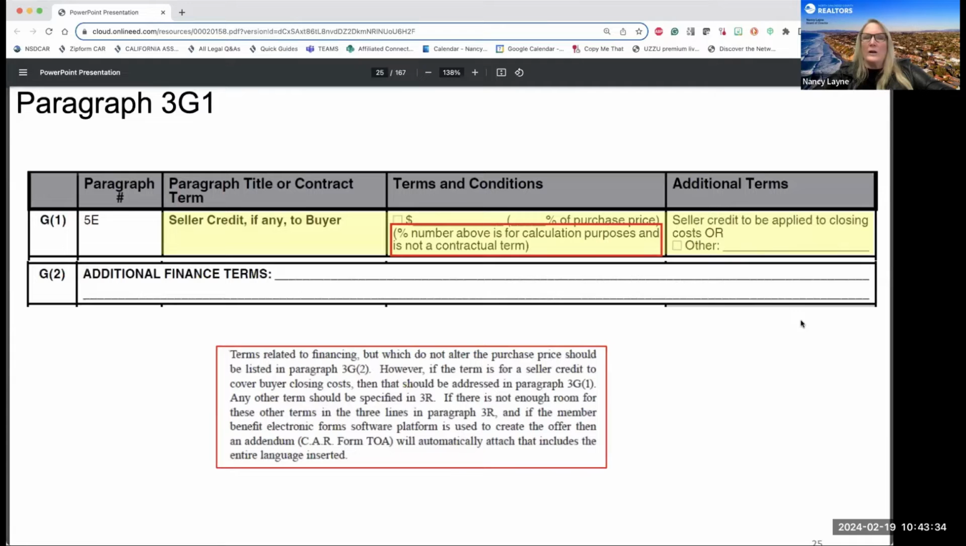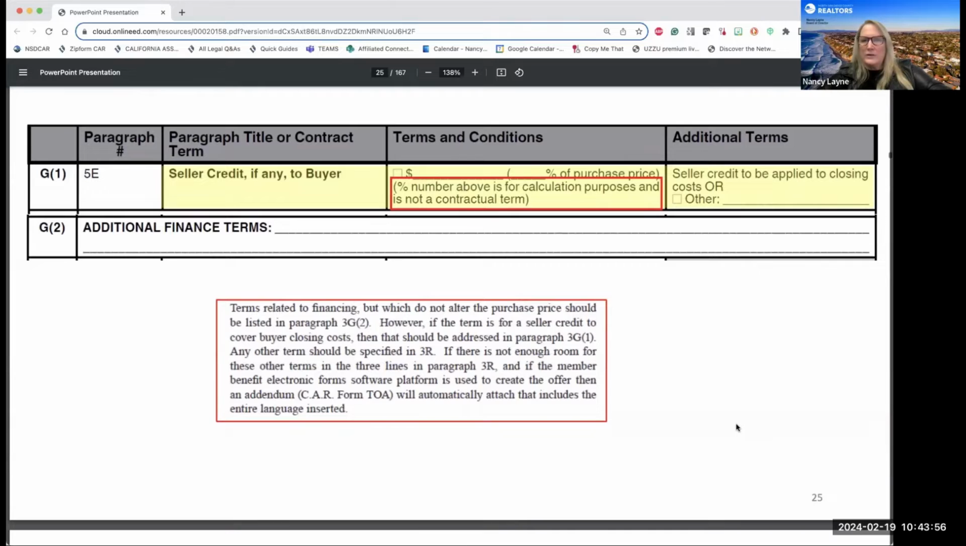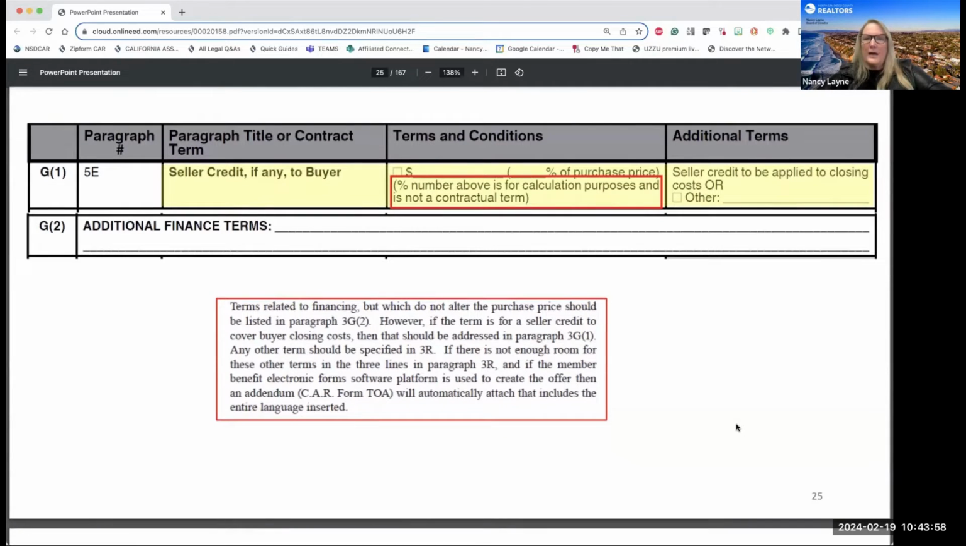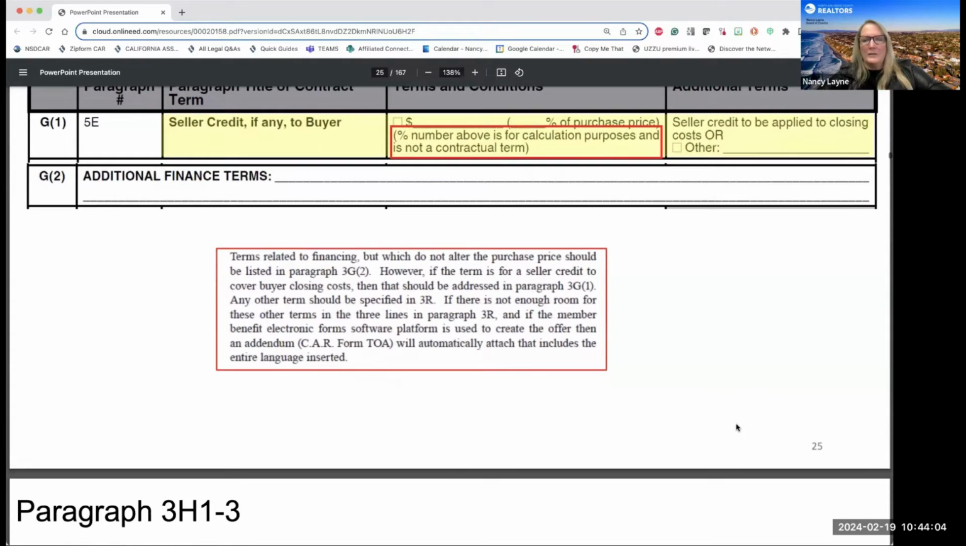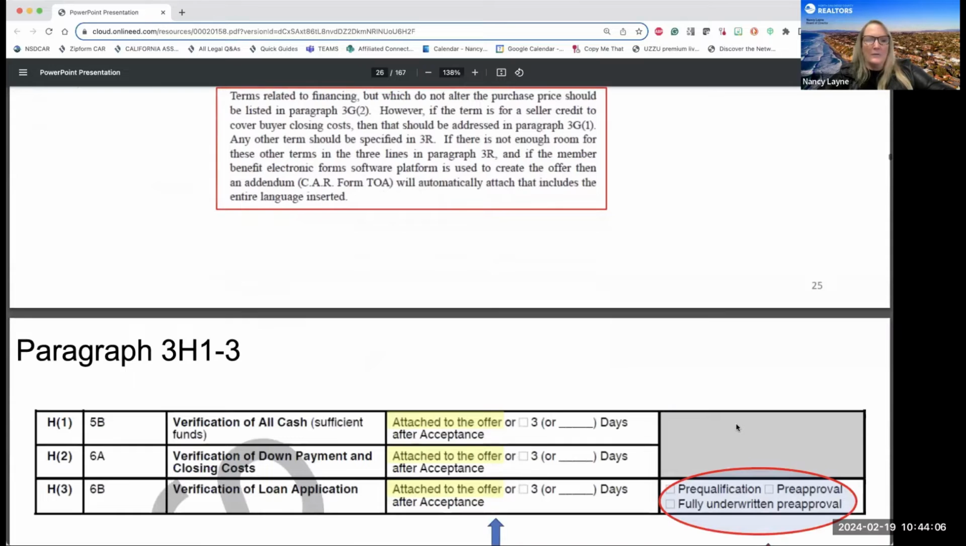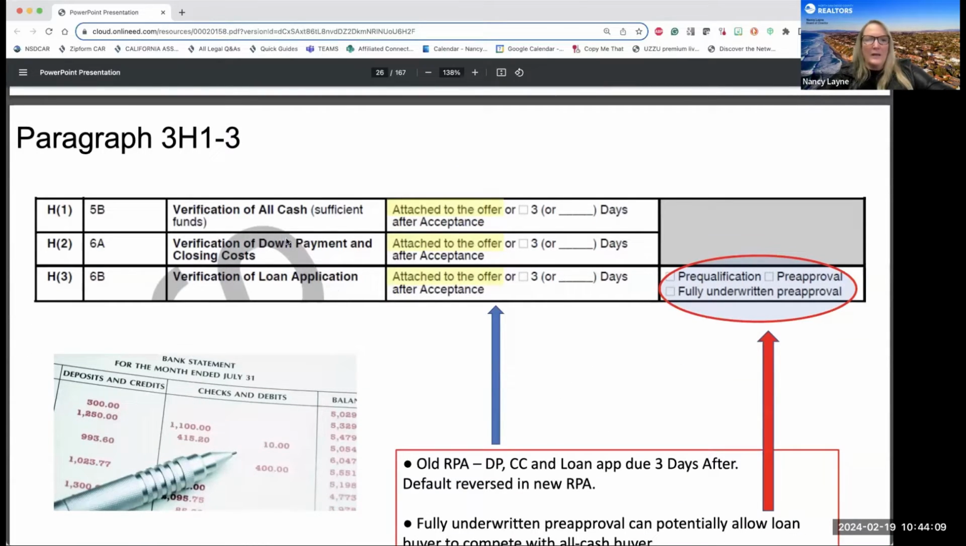So this is where we have that percentage of a purchase price. Sometimes the seller is going to give a credit maybe for flooring. Maybe they know their roof needs to be replaced, whatever that is. They either will reduce the price by that or they will give a credit for that. That's where you would put that. And again, you want to make sure if there is a credit to the buyer, that it is cleared through the lender if they are getting a loan, because lenders will often have a limit on the amount that you can give.